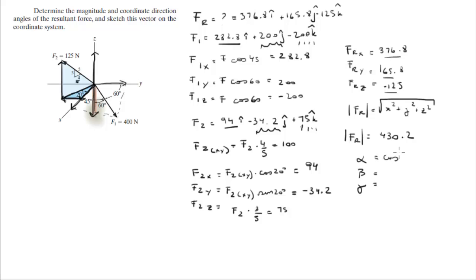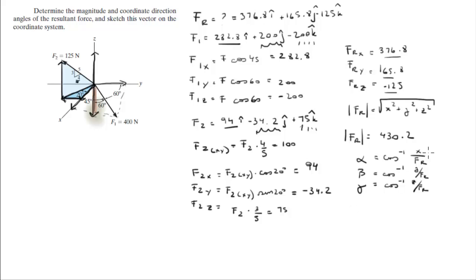And to find the direction angles, you're gonna do the cosine inverse of the x component over the magnitude. The second one is the y component over the magnitude, and the last one is the z component over the magnitude. Remember, when you do the z component, to put the negative sign to get the right angle.